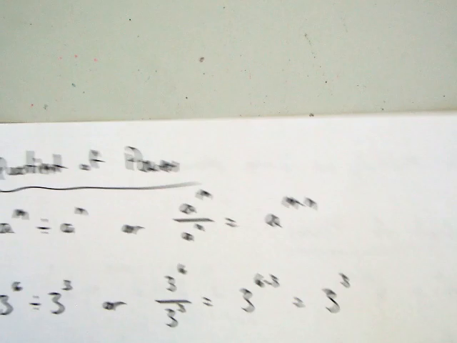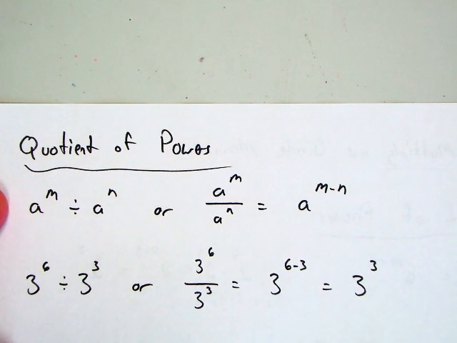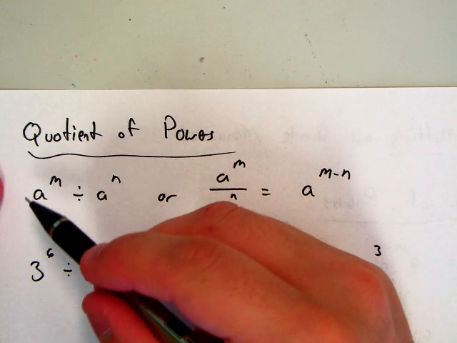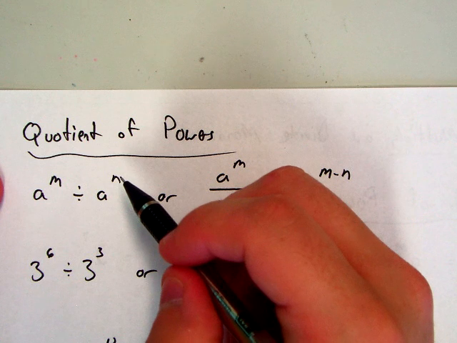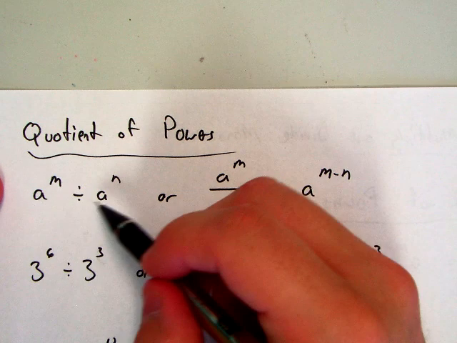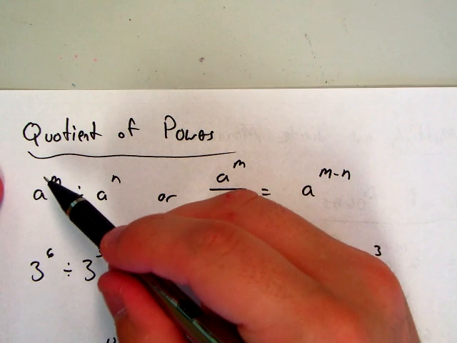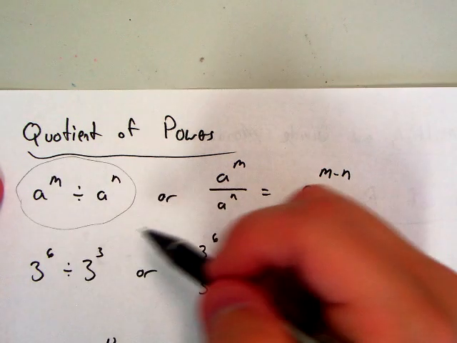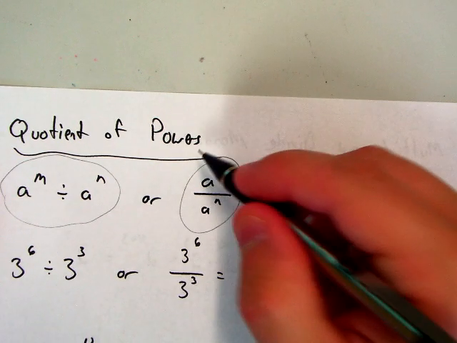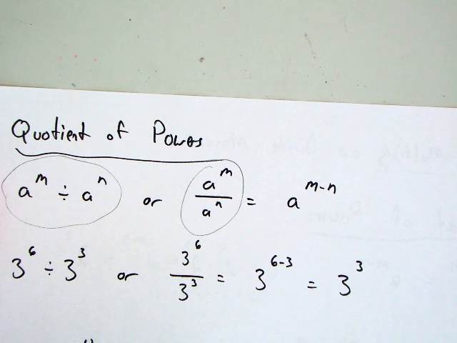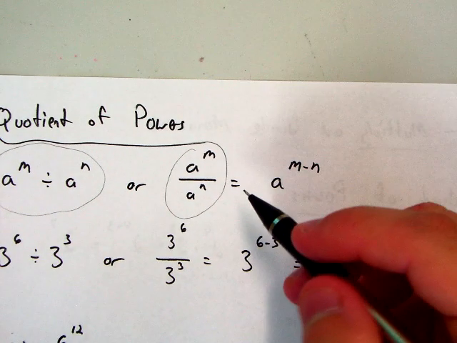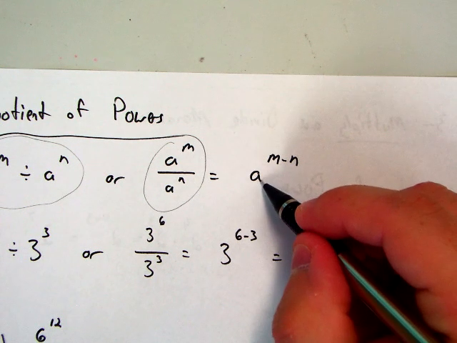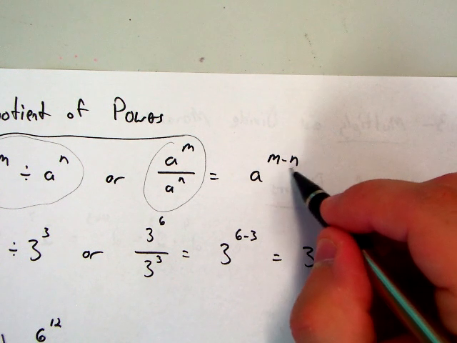Alright, let's talk about now the quotient of powers rule, or dividing powers. So, same exact thing here, a to the m divided by a to the n. Again, a's are the bases, so the bases are the same. The exponents are different, m and n. It can be written like this, or it could be put in fraction form. But what this property tells us is that if I'm dividing two monomials, I keep the base and I subtract the exponents.